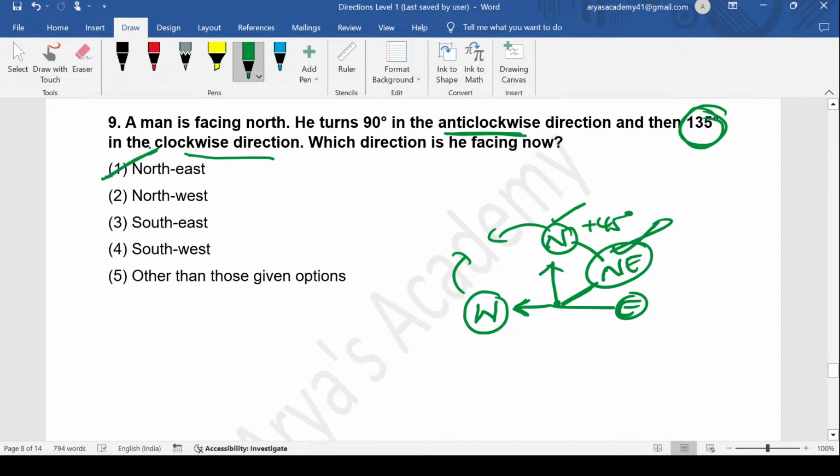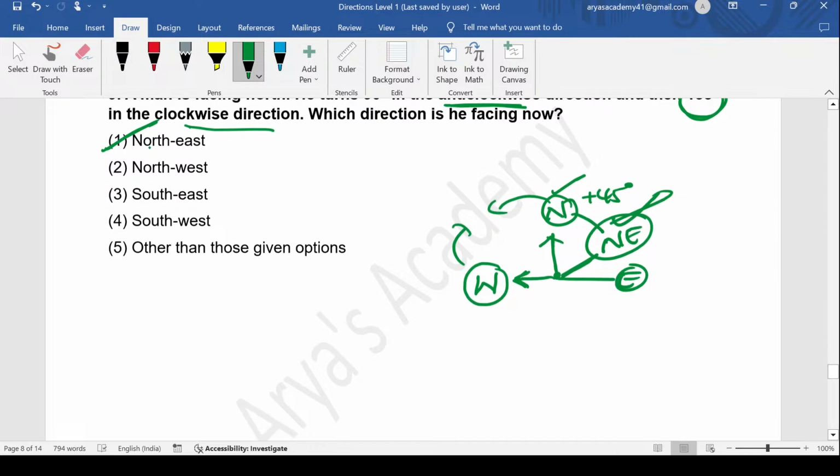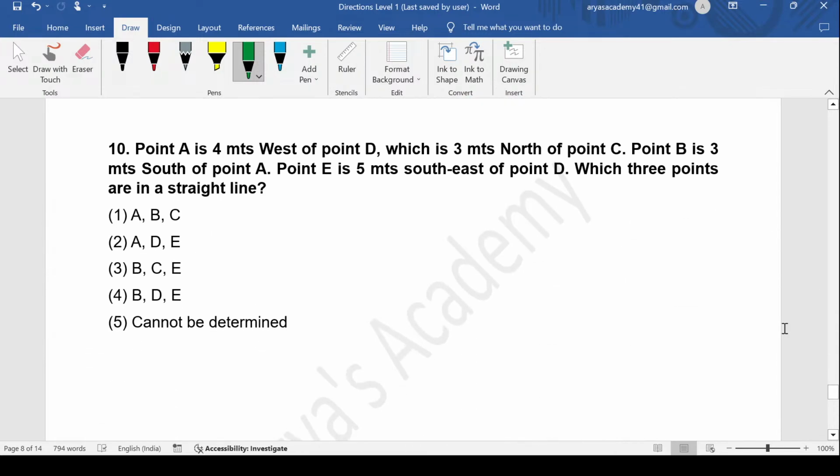And the last question, question number 10. Yeah, all of you answered it right. So last and final question.